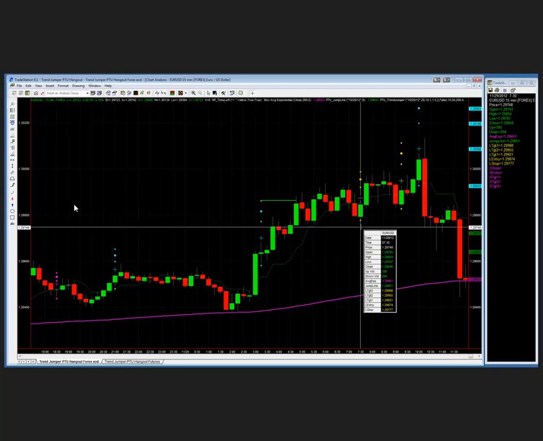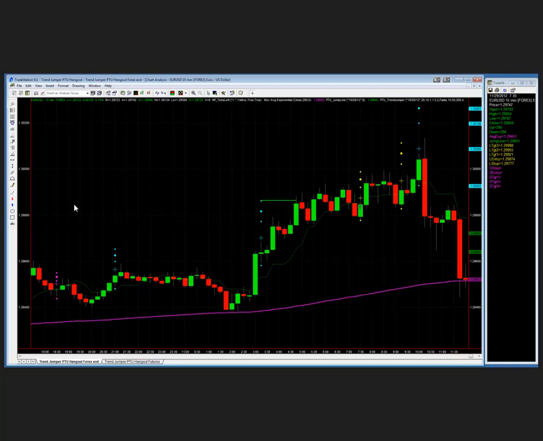Here's another setup here. This was at 7:30 this morning. This one got part way. Actually got the whole way. Look, it just barely touched. Again, these targets are very accurate.